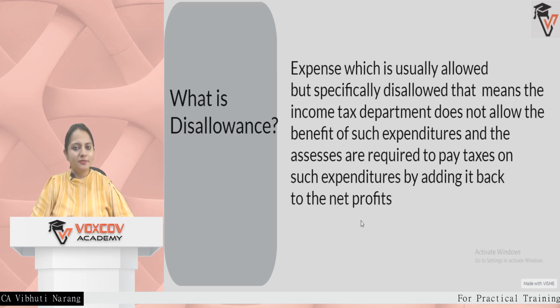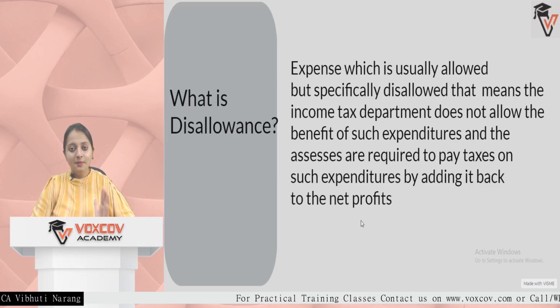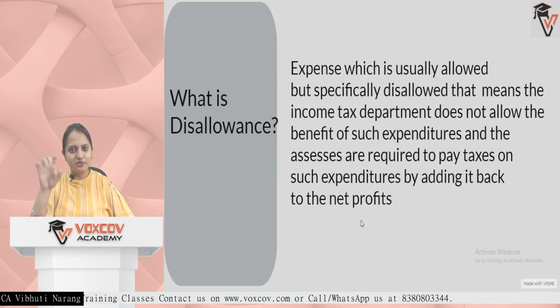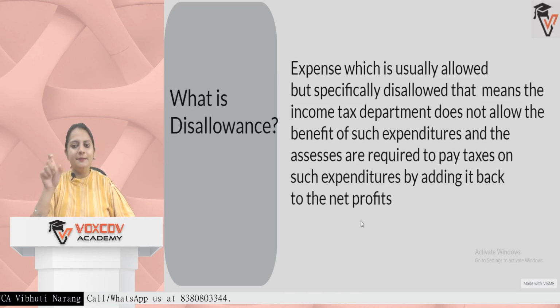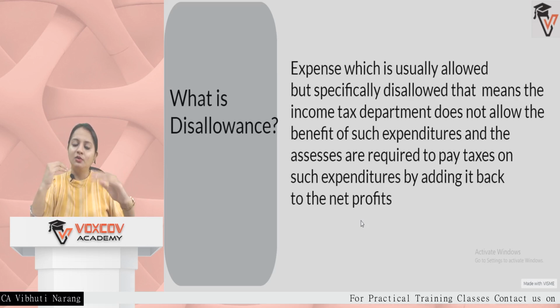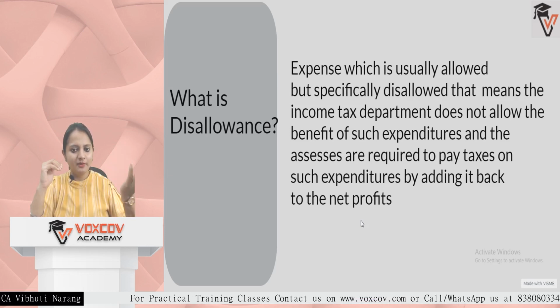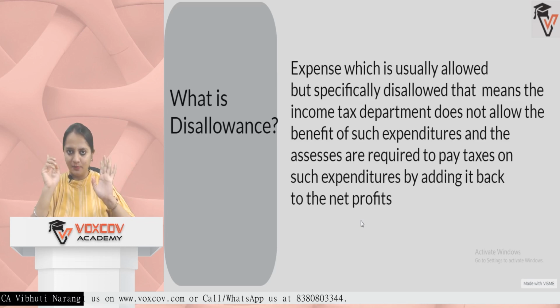Ideally, what happens is all the expenses we charge on the debit side of our profit and loss account, but there are some expenses which, due to certain conditions which we'll be learning in this video, are not allowed and they have to be added back to the profit. Why? Because when you were calculating the profit, you have deducted those expenses. If the income tax department does not want you to take the benefit of those expenses, you have to add back to your net profit and you have to pay tax on the increased amount of net profits.